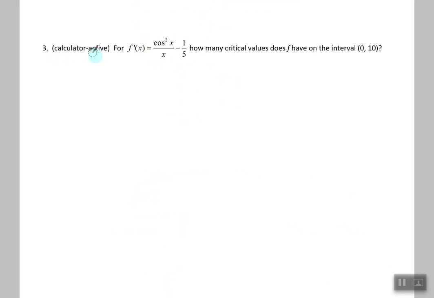This problem is calculator active. For f prime of x equal to cosine squared x over x minus 1/5, how many critical values does f have on the interval 0 to 10? So notice a couple things. We want to know how many critical values there are on the graph of f. Now we were not given the graph of f, we were given the function f prime of x. Also, we're not asked to find what the critical values are, we're just asked how many critical values there are.